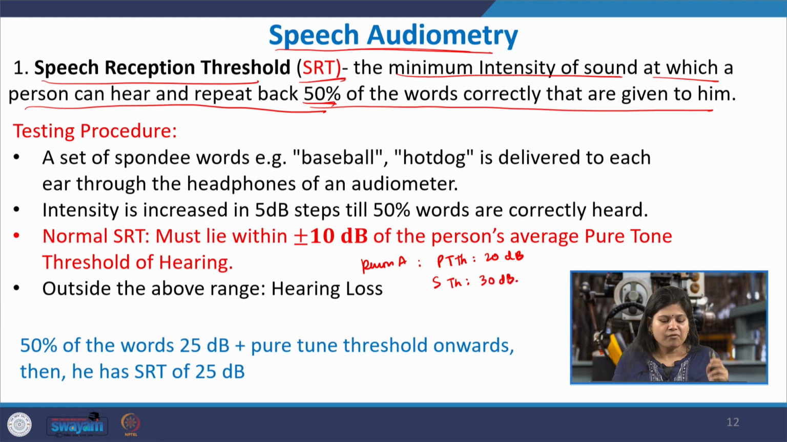Okay. So, whenever the speech recognition threshold, this SRT, is within 10 dB of the person's average pure tone threshold, so if it is within plus minus 10 dB of its pure tone threshold, like in this person the pure tone threshold was 20 dB and the speech recognition threshold is coming out to be 30 dB, which means that the person has got normal speech intelligibility.